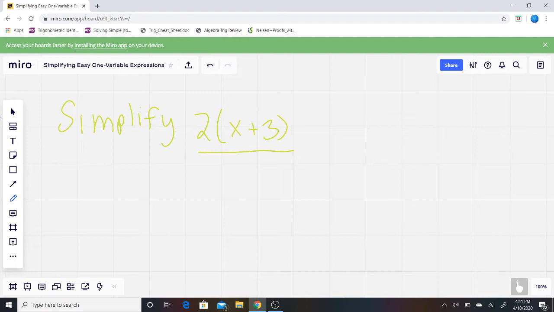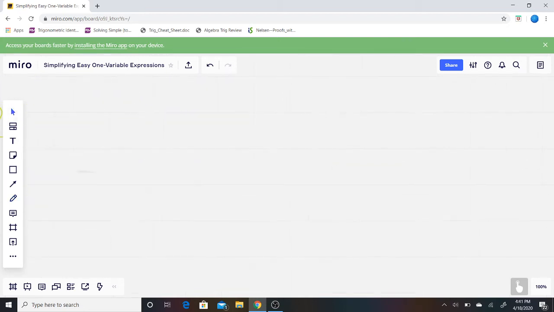So let's start with simple one variable expressions, and let's just use the distributive property to simplify them. The distributive property goes like this. We have 2 times x plus 3, or we can say it as 2 times x plus 2 times 3. So let's do our first part. The 2 times x equals 2x, plus the 2 times 3 equals 6. That's our answer.